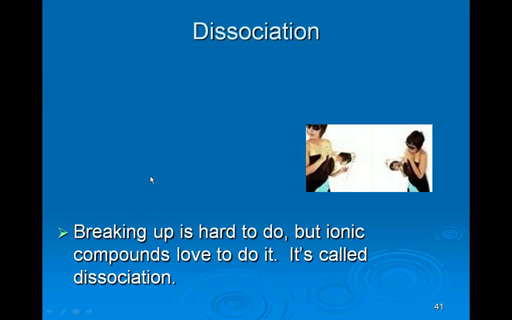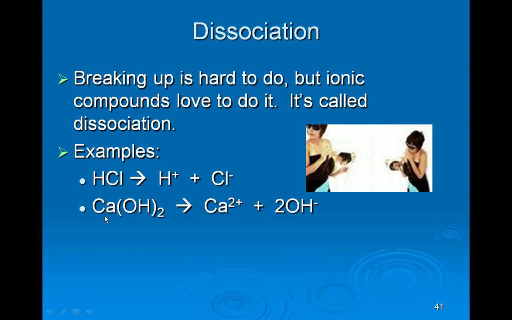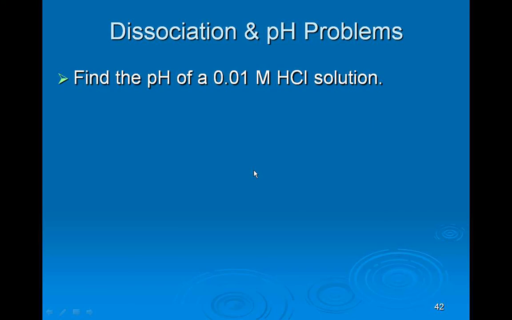Dissociation. Breaking up is hard to do, but ionic compounds love to do it. It's called dissociation. Examples: you put acid in water, it breaks up into the H parts and the Cl parts. Take calcium hydroxide, it breaks up into the Ca parts and the 2 OH parts. And how are we going to use this in a problem?